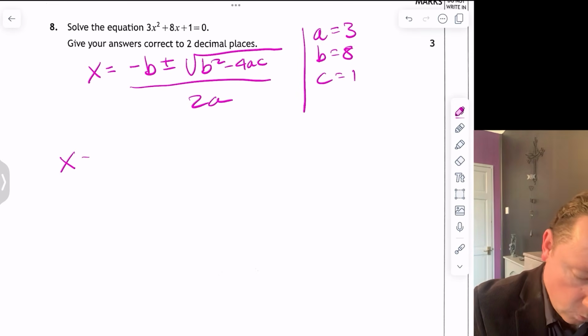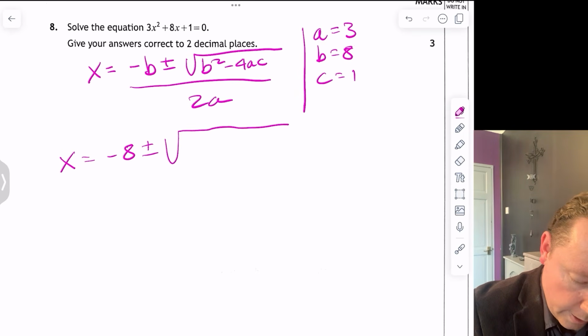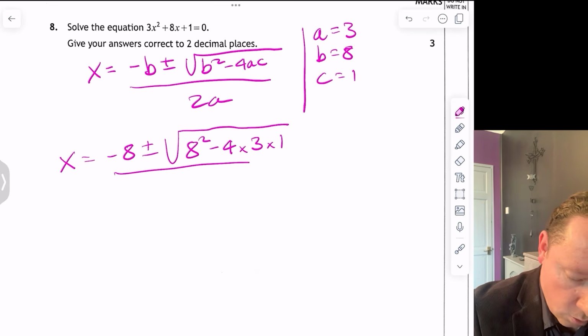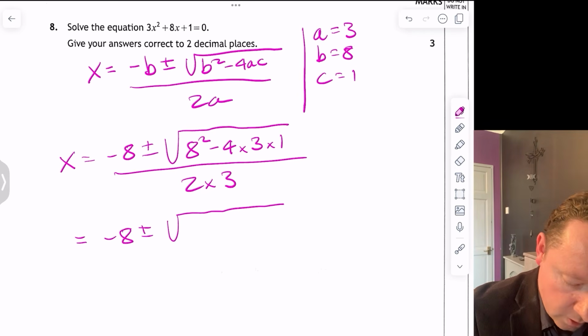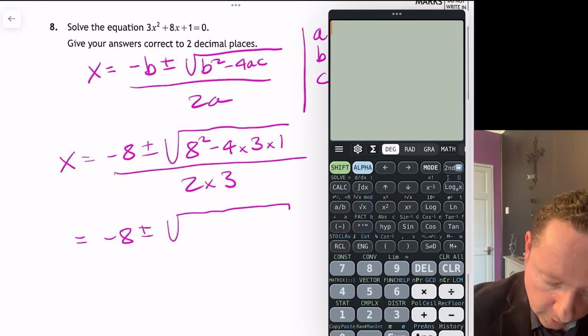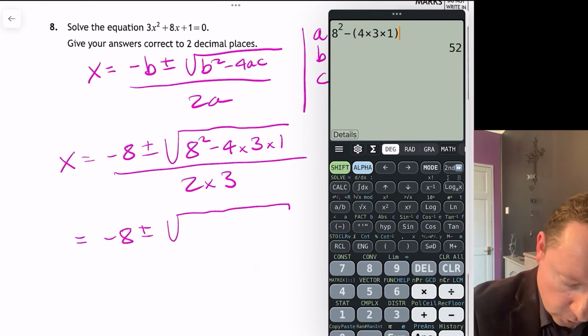So x equals minus 8. Make sure you put this in right. Square root of 8 squared minus 4 times 3 times 1, all over 2a, 2 times 3. So that is minus 8 plus or minus. You usually get a mark for working this bit out, so I'll work this bit out. 8 squared minus, I'll put a bracket, 4 times 3 times 1 is 52. 2 3s is 6.